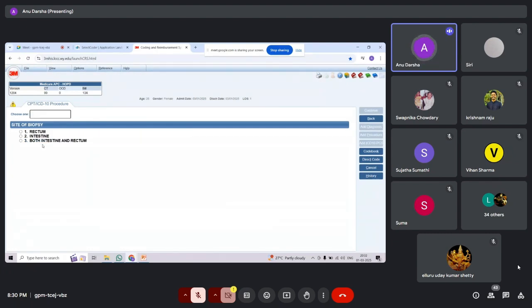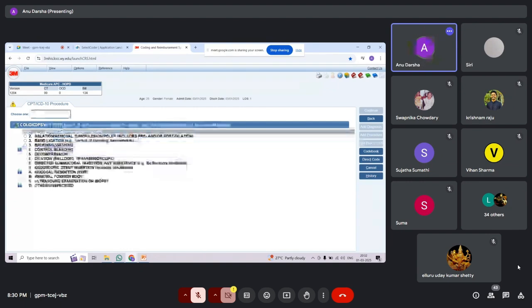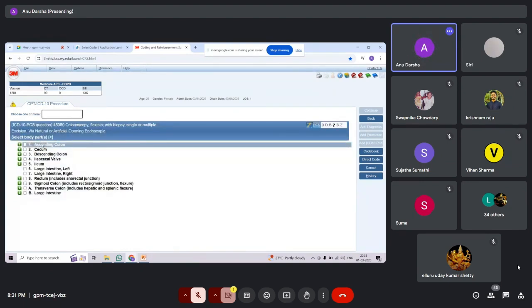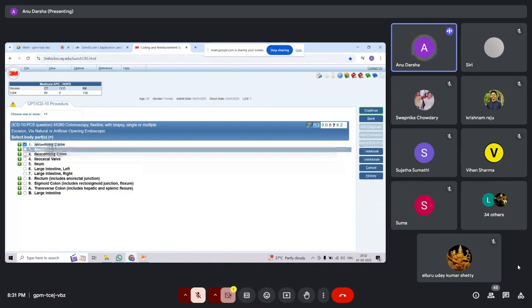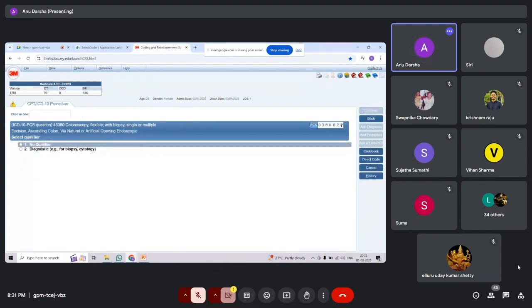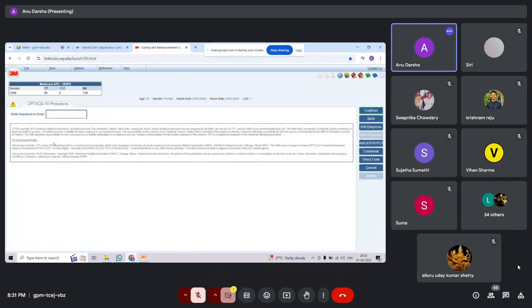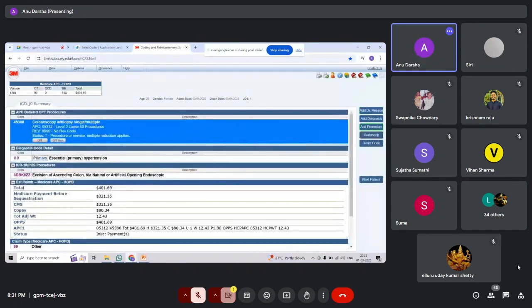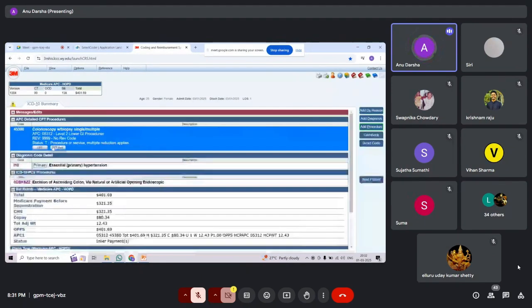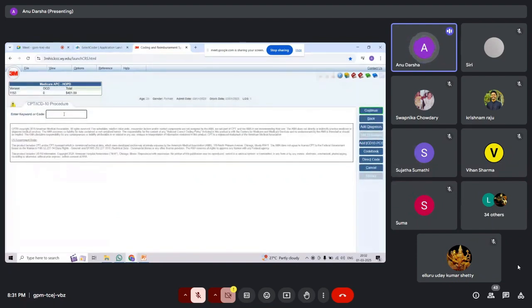Okay, then other. If it is normal biopsy, select other. Then specifically it will ask you whether it is in the rectum or intestine or both the areas. Okay, then here it is asking PCS, this thing. 45380, this is for the biopsy. Okay, like that, whatever you have you can lead as per the documentation.